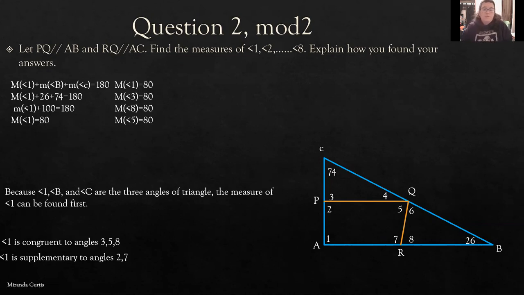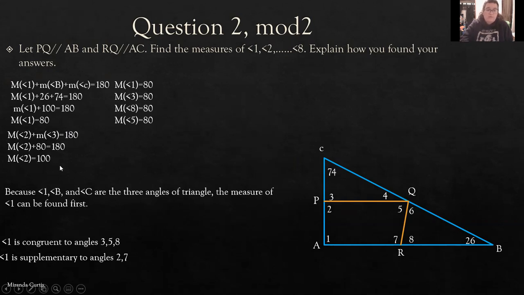Angle 1 is supplementary to angles 2 and 7. Remember what we said about supplementary in our last question? Supplementary means it has to equal 180. So angle 2 plus angle 3 equals 180. We already found out angle 3 equals 80, so we bring 80 down. 180 minus 80 is 100, so angle 2 is 100. And if angle 2 is 100, angle 7 has to be 100 because they're supplementary and they're vertical to one another too.